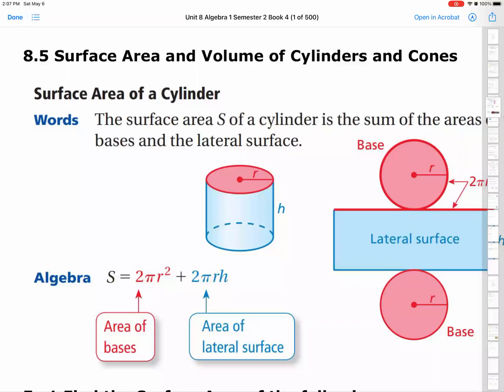Here we are looking at our 8.5 set of notes. We're discussing surface area and volume of cylinders and cones. So as we can see, we have the surface area for a cylinder that we're first trying to figure out.